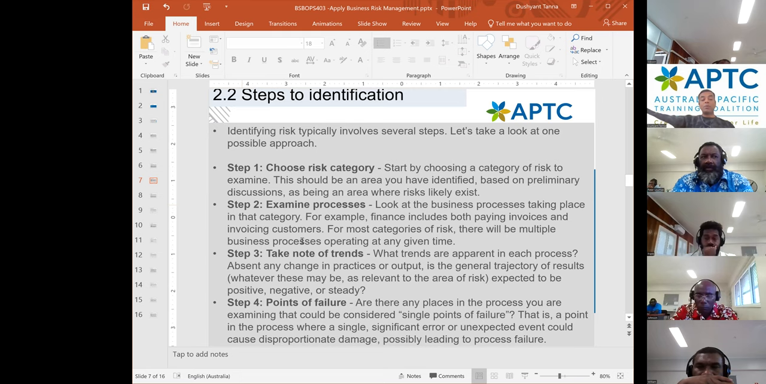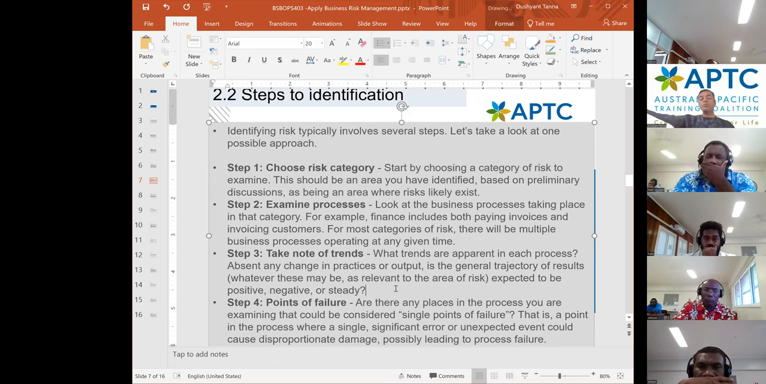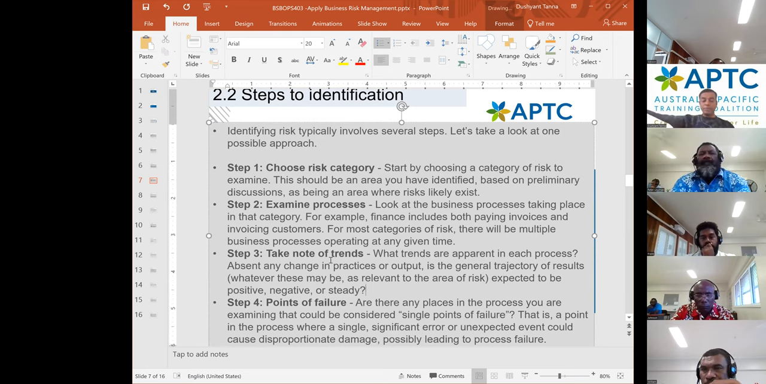Take notes of trends. What trends are apparent in each process? Absent any change in the practice, the output has a general trajectory of result, expected to be positive, negative, or steady. You have to analyze that, okay, this kind of risk is positive, this risk is negative, this stays the same. Risk of fire might stay the same. It can go down in some winter month and can go up in some summer month. Flood, same thing. Likelihood of flood will go up when it's a rainy season. Otherwise, it is normal or low.